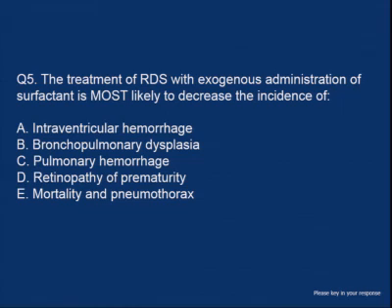Question 5, and you should be able to answer this because I already mentioned the answer. The treatment of RDS with exogenous administration of surfactant is most likely to decrease the incidence of IVH, bronchopulmonary dysplasia, pulmonary hemorrhage, retinopathy of prematurity, mortality, or pneumothorax?